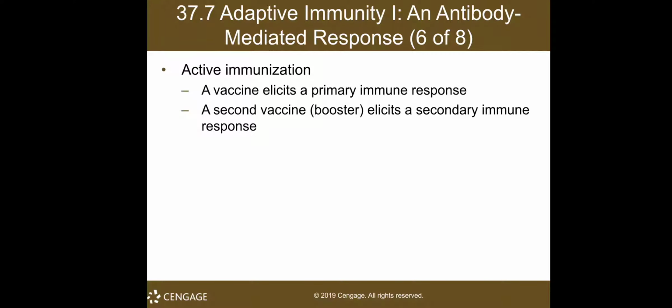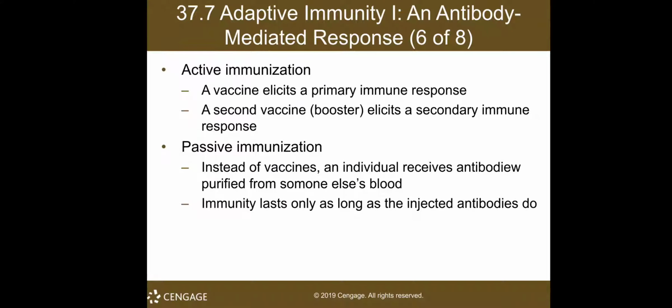So active immunization. The vaccine elicits a primary immune response, and you have the second vaccine dose, which is usually the booster shot, which elicits a secondary immune response. This is what you call active immunization, whereby the immunity comes from activating our cells, activating our immune responses, as opposed to passive immunization.